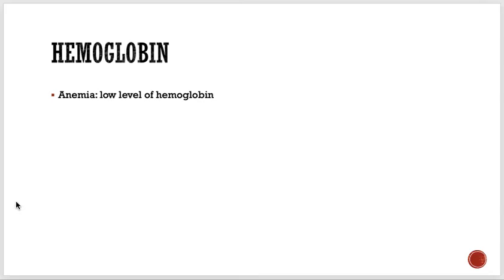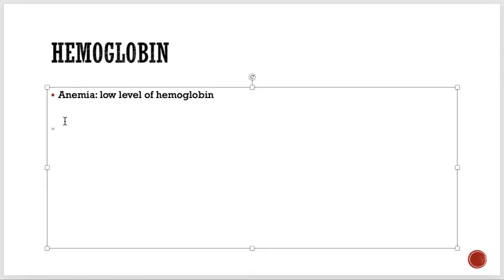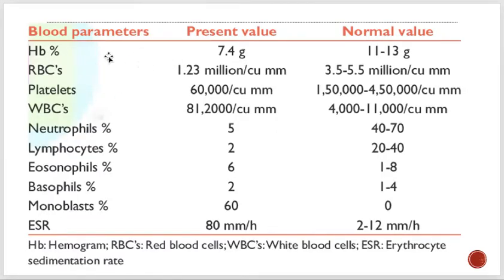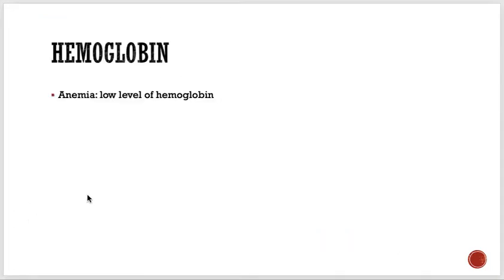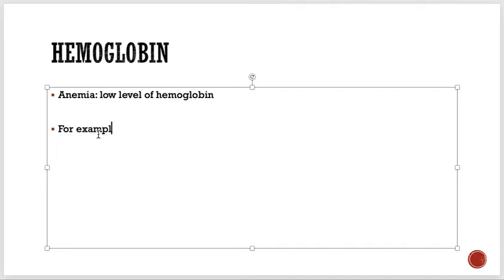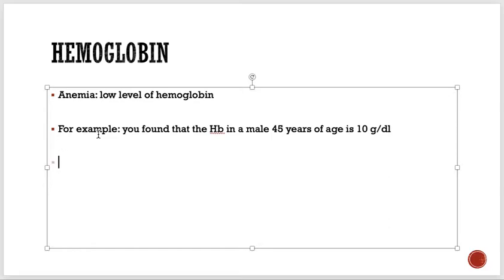Okay, now the important thing, see how we interpret. You get the blood test results, and you found that the HB, for example, in a male, 45 years of age, is 10 gram per deciliter. Now, what is this patient having? Of course, it's anemia, right? So now this thing is decided. Now this thing is done. Okay, this patient has anemia, right?